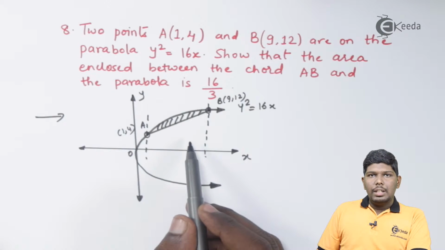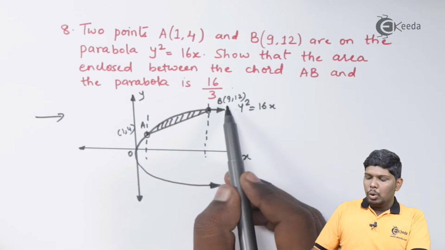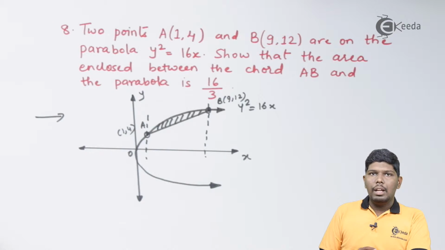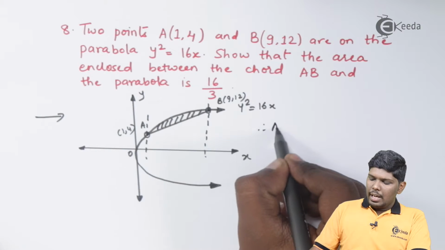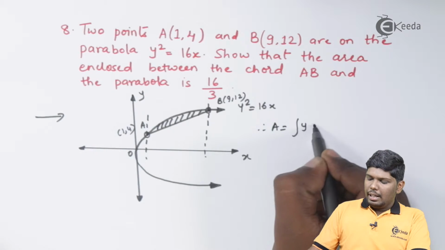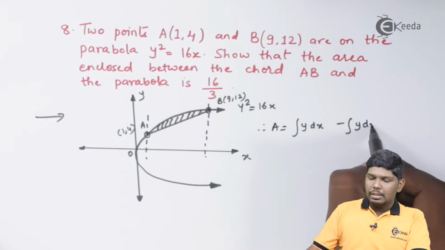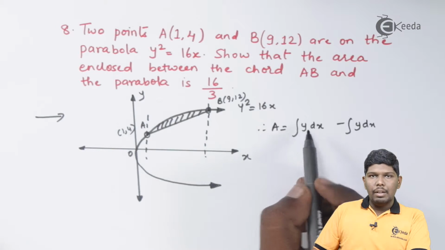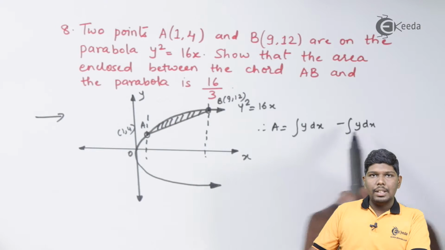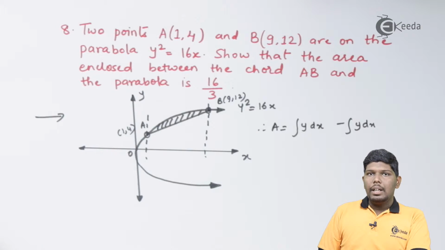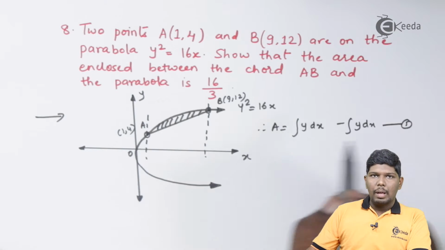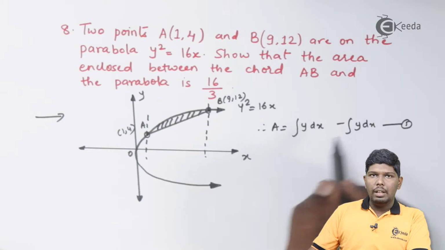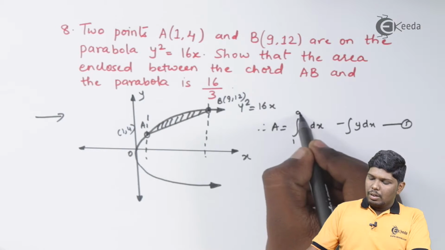Since we are calculating the area with respect to x-axis, the limits of x will be 1 to 9 and the formula will be integral y dx. So area can be written as integral y dx minus integral y dx. The first y will represent the y from parabola and the second y will represent y from the line. But here you can see the chord AB, we don't have its equation. Therefore the next step is to find the equation of chord AB. So let us consider this as equation number 1. But before that, the limits of both the integrals will be from 1 to 9.